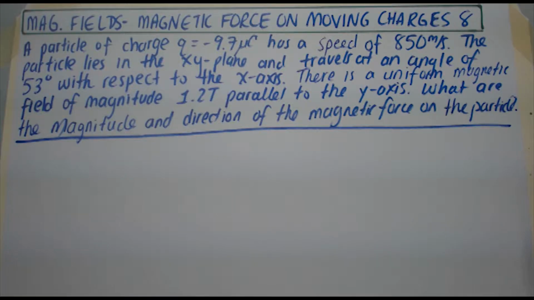Let's do section 8 on magnetic force on moving charges. A particle of charge Q equals minus 9.7 microcoulombs has a speed of 850 meters per second. The particle lies in the xy plane and travels at an angle of 53 degrees with respect to the x-axis. There is a uniform magnetic field of magnitude 1.2 Tesla parallel to the y-axis. What are the magnitude and direction of the magnetic force on the particle?